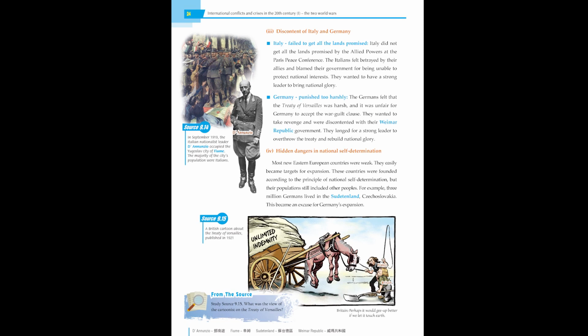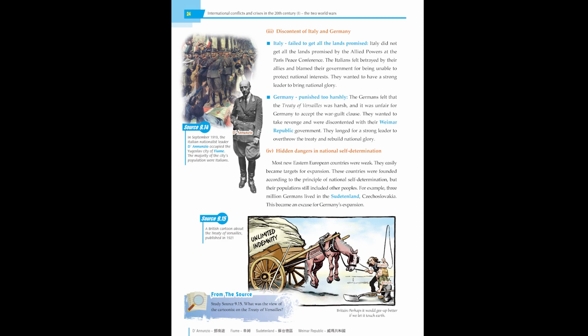Look at the source 9.14. In September 1919, the Italian nationalist leader Annunzio occupied the Yugoslav city of Fiume. The majority of the city's population were Italians.